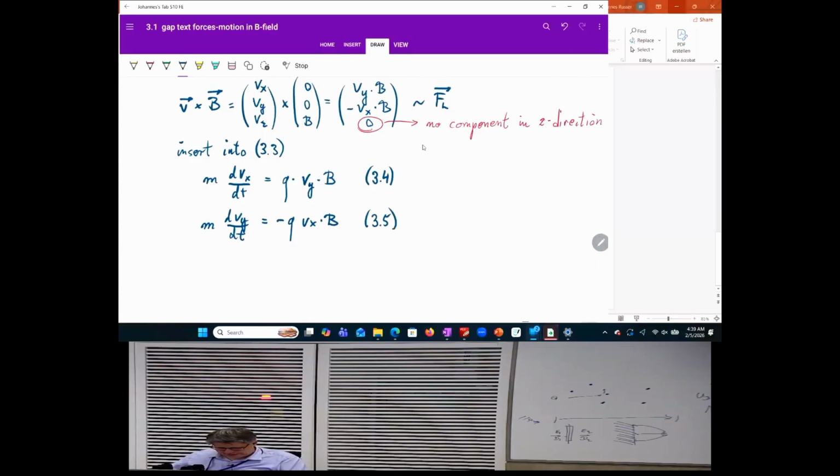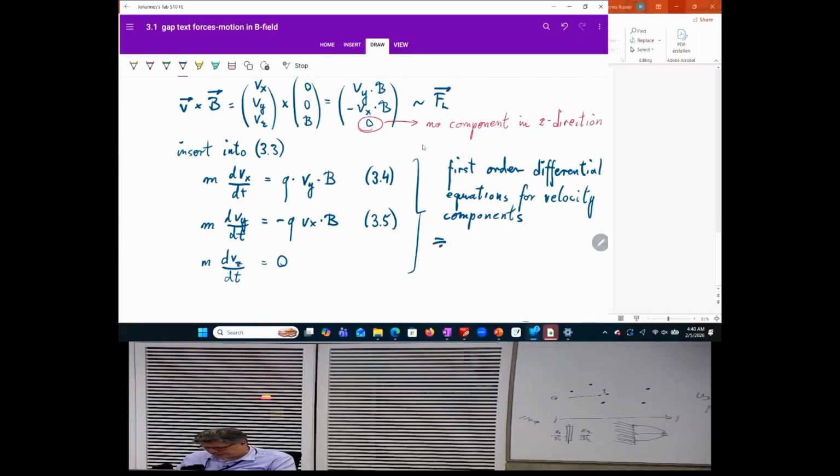And then the third equation is m times the derivative of the z component of v with respect to t, and that is 0. So what you have here is a first order differential equation, because you have a one-time derivative with respect to time. So this gives you a first order differential equation for the velocity components.